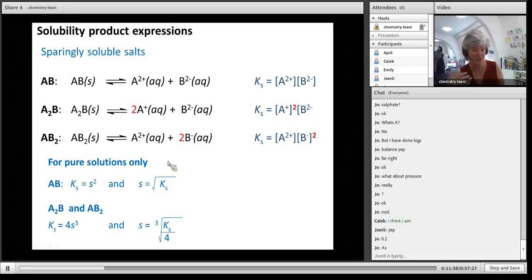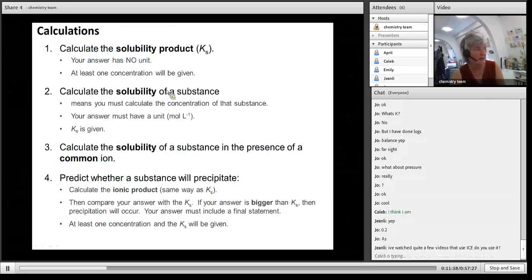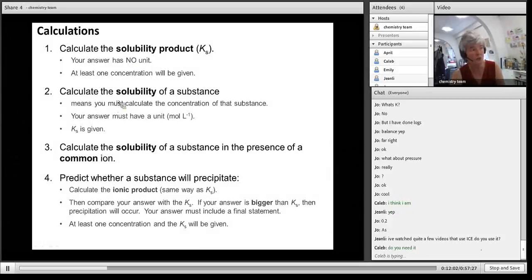Just that we did cover last week. And as I say, this only works for pure solutions, in other words from a single source, when we use this shorthand, Ks is equal to S squared. Right, so as I said, you will be asked to calculate either the solubility product or the solubility as a straightforward question.